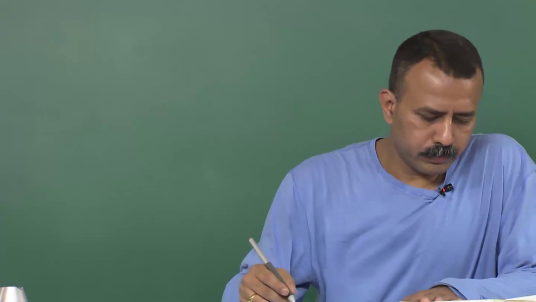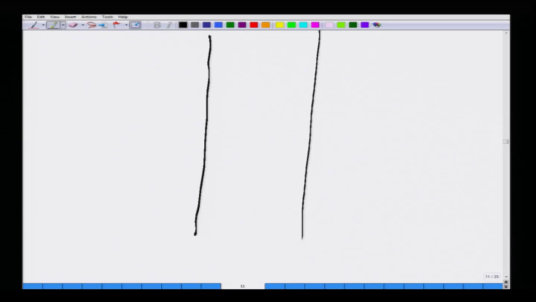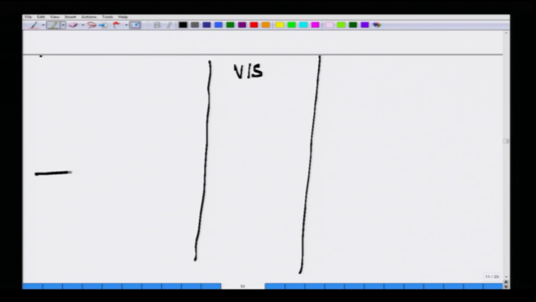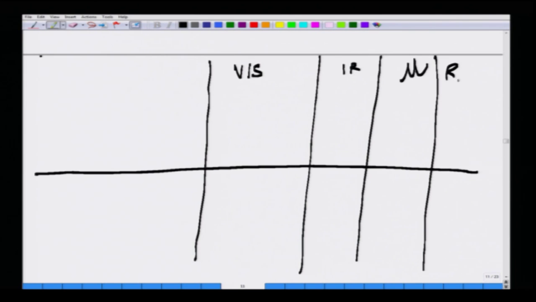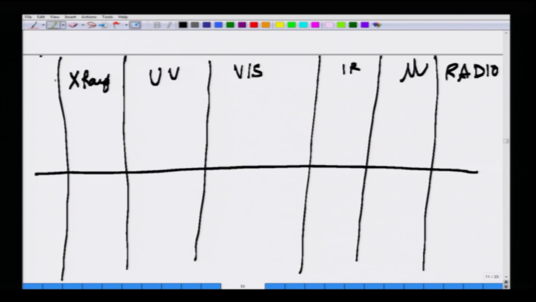Let's put it like this: visible, then you have the IR, then the microwave, then the radio wave. On the other side you have UV, X-rays and gamma rays. If you look at the zone we are talking about, the visible spectrum is around 380 nanometer to 750 nanometer. You have your UVs around 280 nanometer, X-rays 100, and these are less than 1 nanometer.